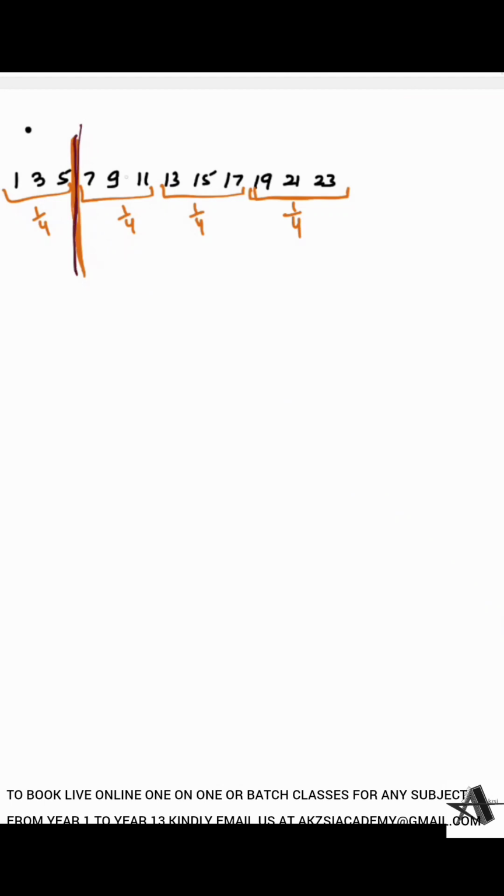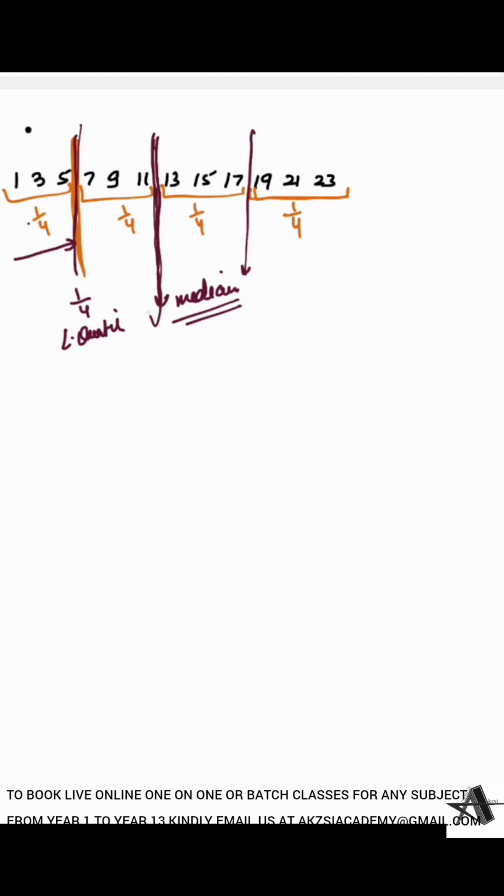Then after this is your middle point, that is the median. And then this third one comes after 3/4, that is the upper quartile. 1/4 plus 1/4 is half. That means this value comes after the half, that's why it's called median. This value is coming after 3/4 of the groups, 1/4 plus 1/4 plus 1/4. This is 3/4, which is the upper quartile.